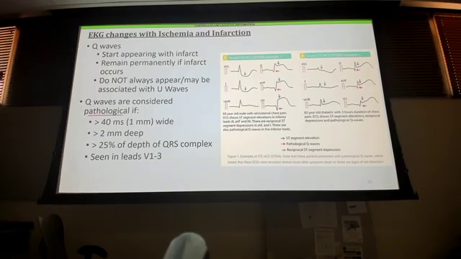So you've got to know what would make a Q wave pathologic to make you suspicious for an infarct. Things to look for: it's wide, so greater than 1 millimeter wide. It's greater than 2 millimeters deep, or it's greater than 25% of the depth of the QRS complex, so it goes down far. And then if it is seen in leads V1 through V3. If you have Q waves in V1 through V3, that automatically makes it a pathologic Q wave. So just knowing those criteria for what is a pathologic Q wave is important.